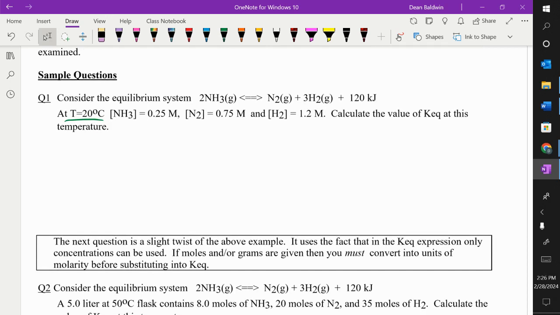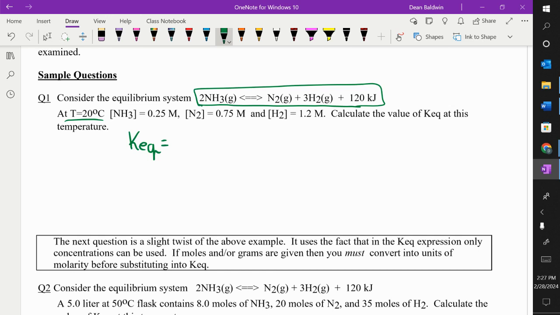So we have ammonia breaking down into nitrogen gas and hydrogen gas and 120 kilojoules of energy. They tell us at 20 degrees and we're at equilibrium, the concentration of NH3 is 0.25 molar, N2 is 0.75 molar, H2 is 1.2 molar. What is the KEQ? First thing, always have a balanced equation. If it's not balanced, please balance it. What is the KEQ expression for this?